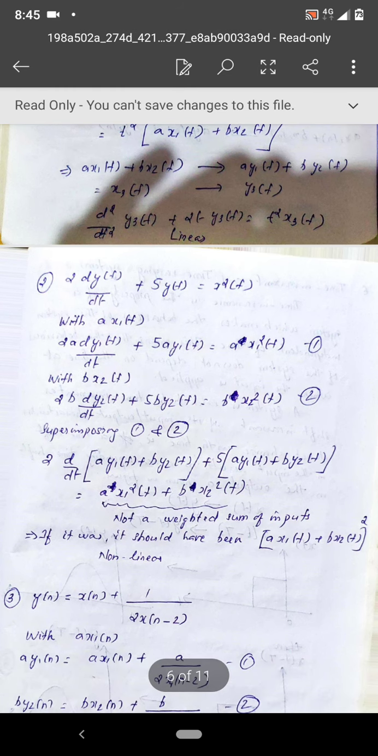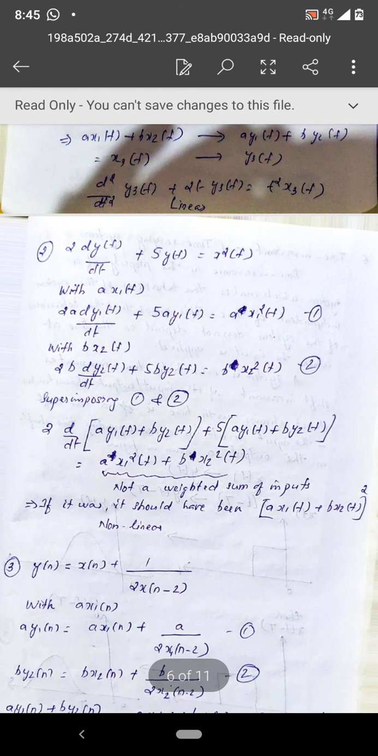Now the same thing you can apply for the second problem. Here again you apply the input a x1 of t, you get equation number 1. Again you apply another input b x2 of t, you get equation number 2. You superimpose, that is you add equations 1 and 2, and you get 2 d by dt of a y1 of t plus b y2 of t plus 5 into a y1 of t plus b y2 of t equal to a x1 square of t plus b x2 square of t.